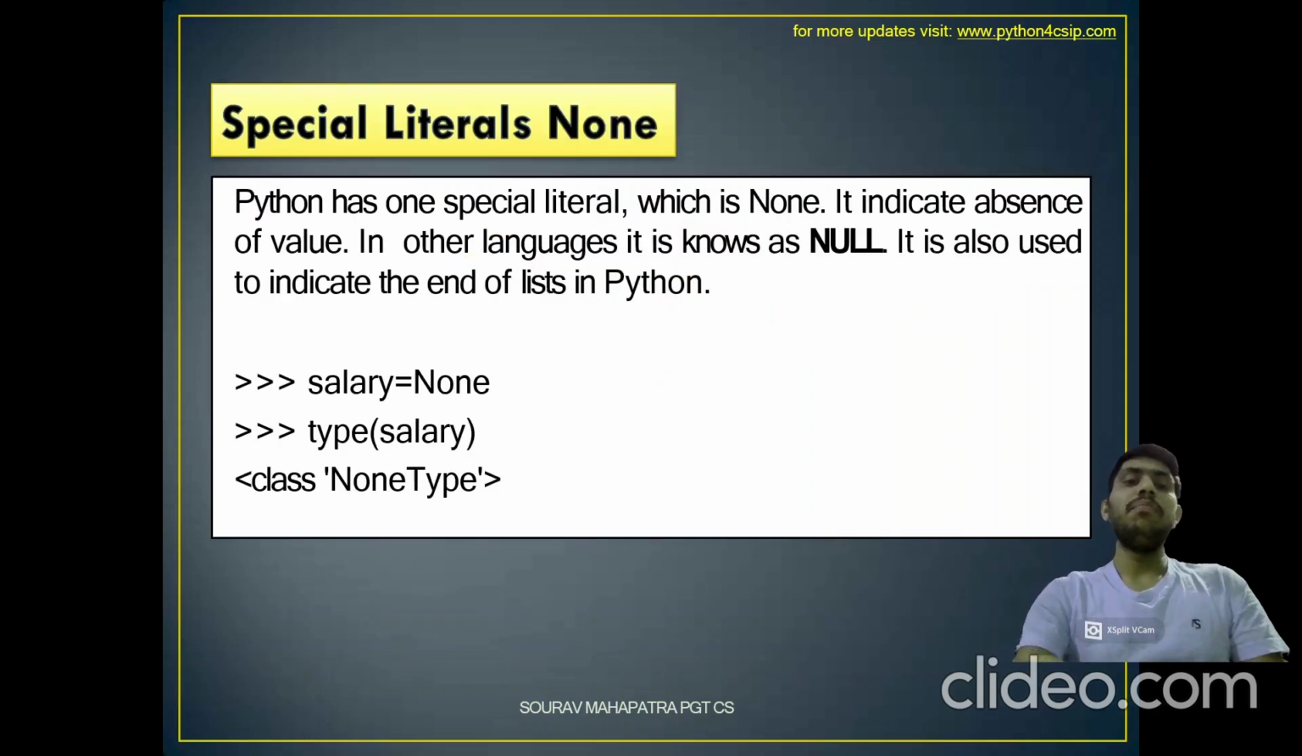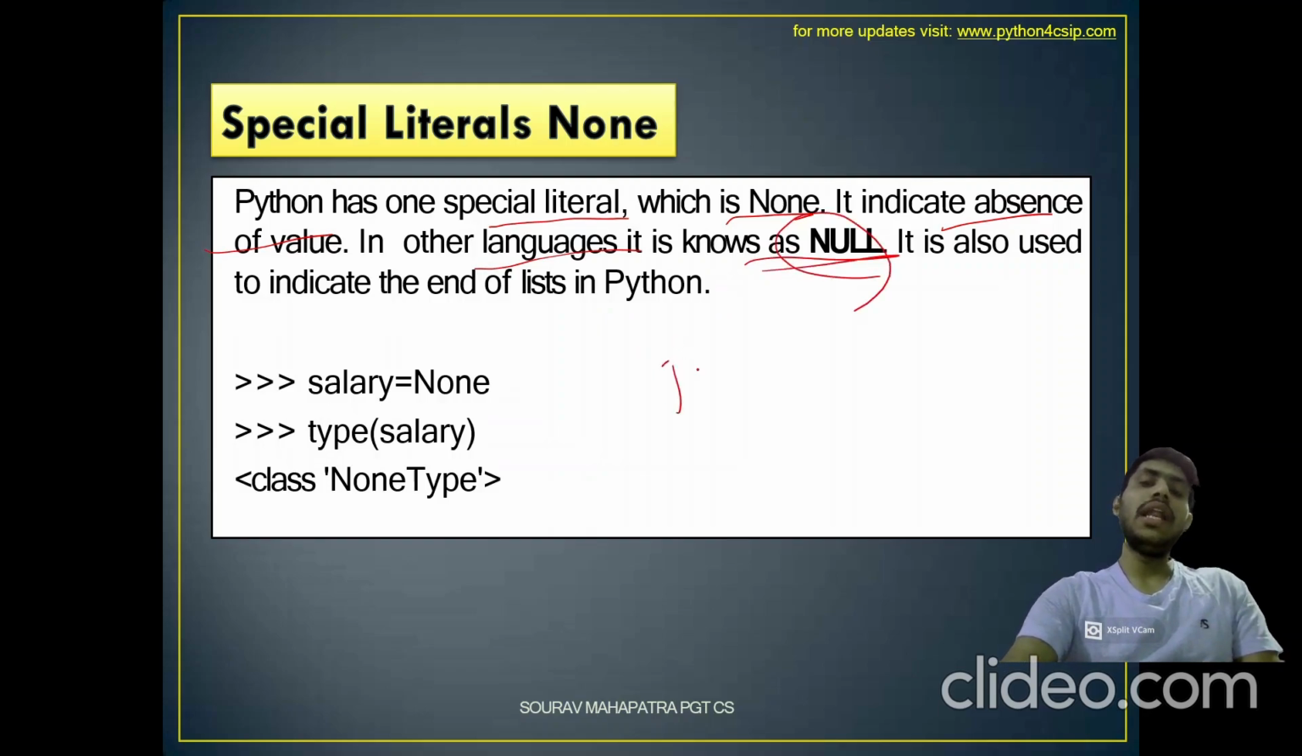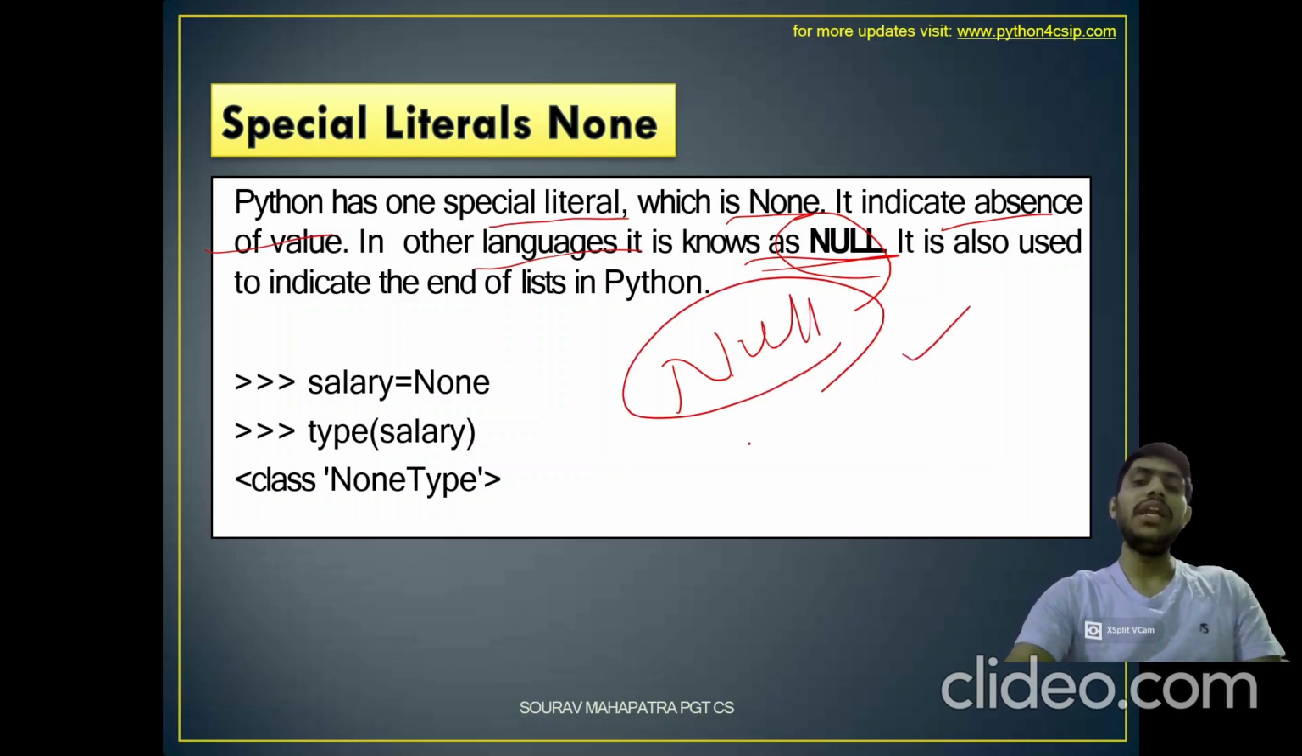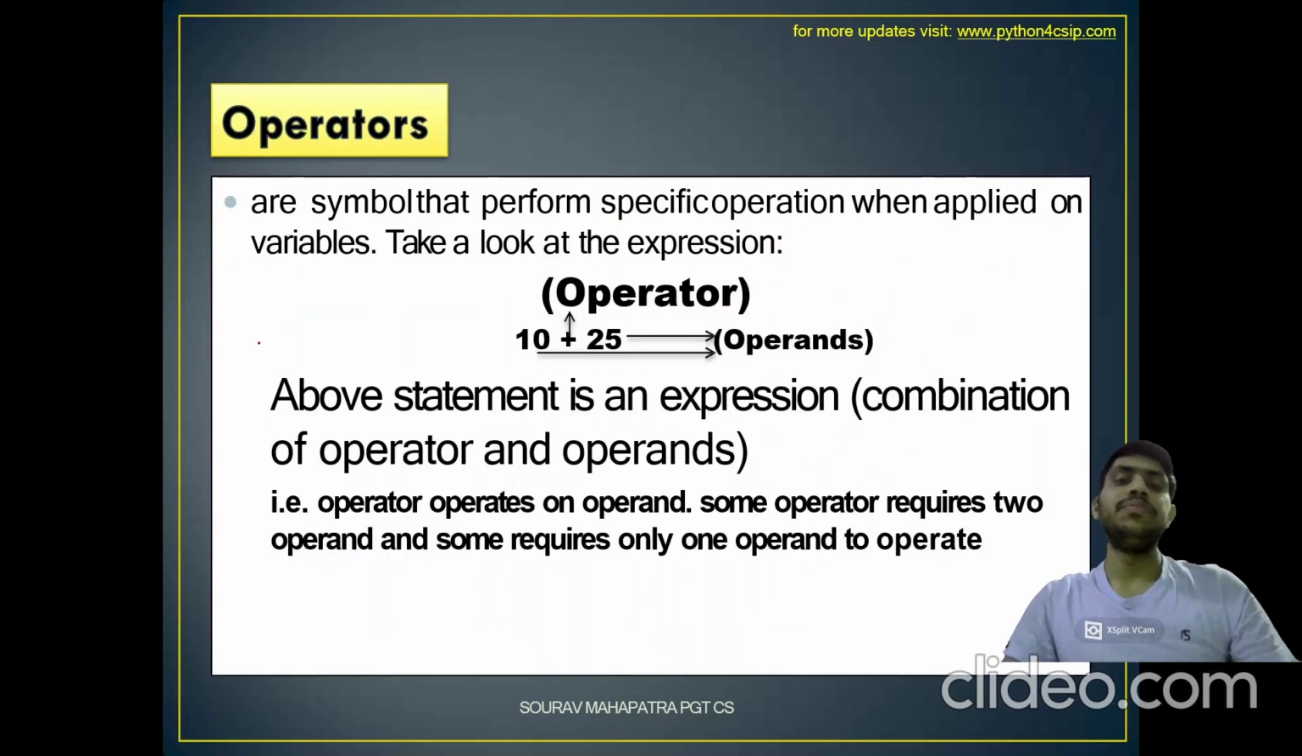Special literal: Python has one special literal, that is None. It indicates the absence of a value. In other languages, the absence of a value is known as null, but in Python it has been added as None. Nothing, absence of the value.